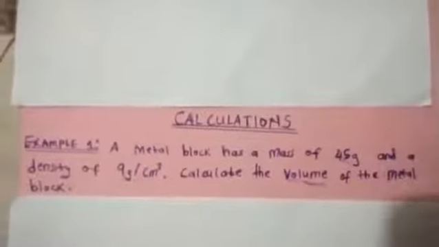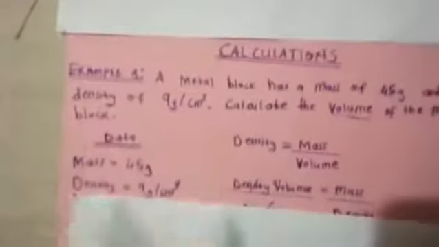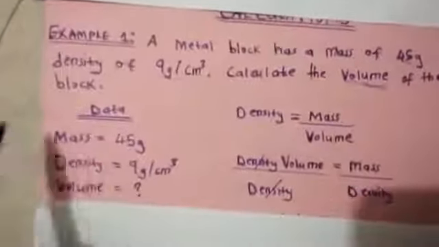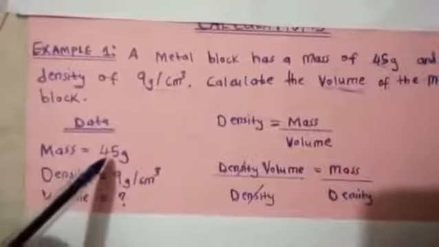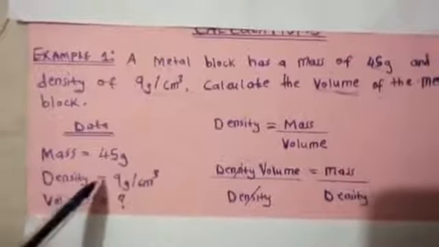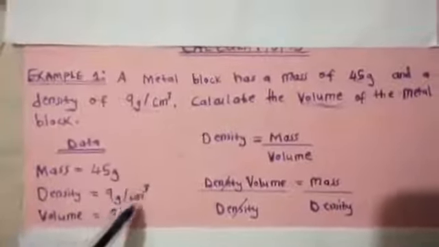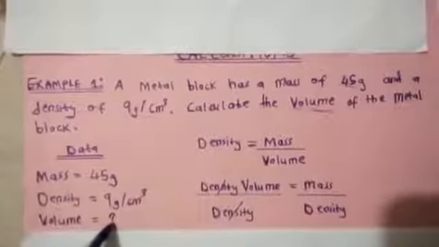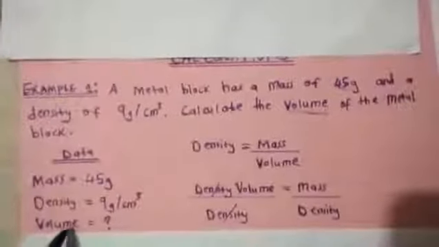When doing calculations, to make your work easy, always start by collecting data. By collecting data, I mean you collect what you've been given. Mass we've been given, which is 45 grams. Density we've also been given, which is 9 grams per cubic centimeter. Volume we don't have, that's why there is a question mark. So in this question, we are calculating volume.